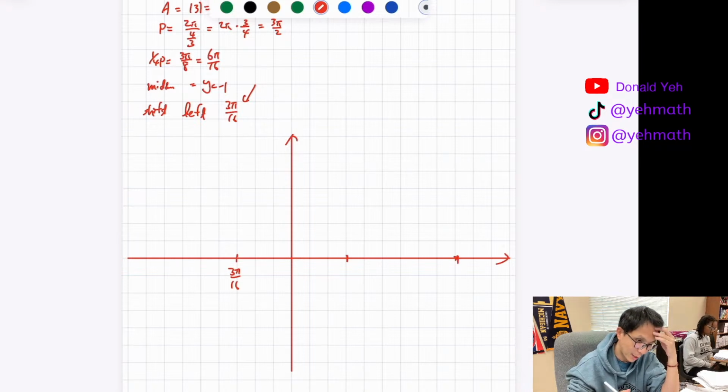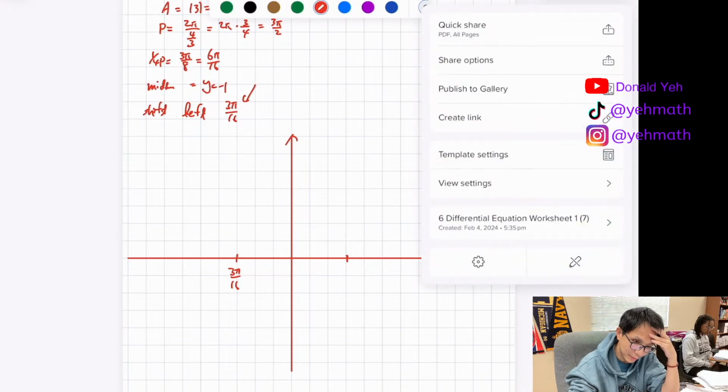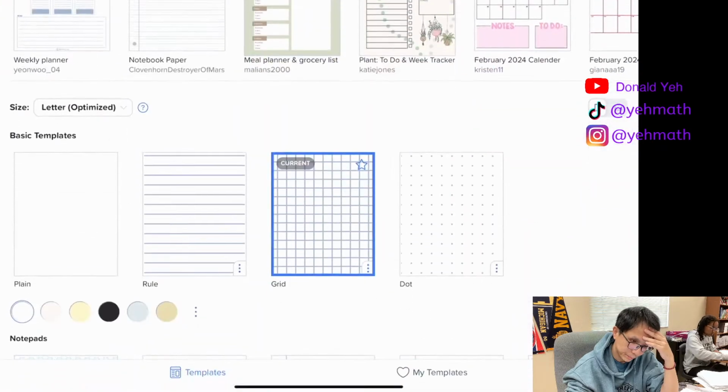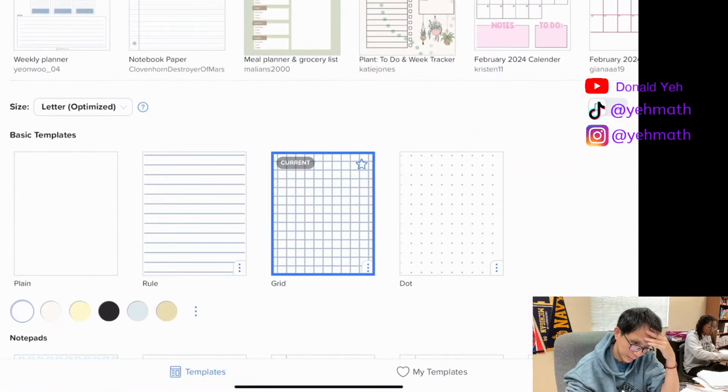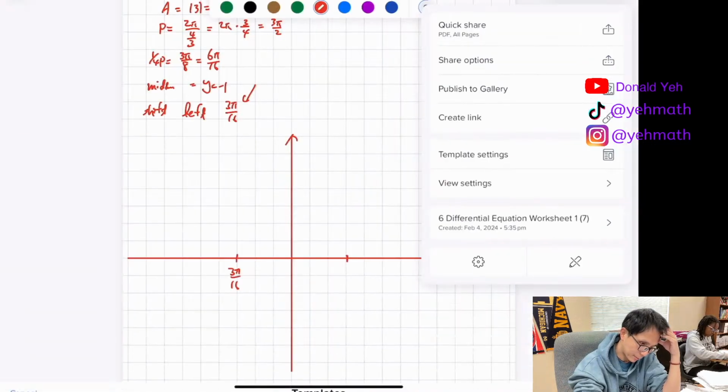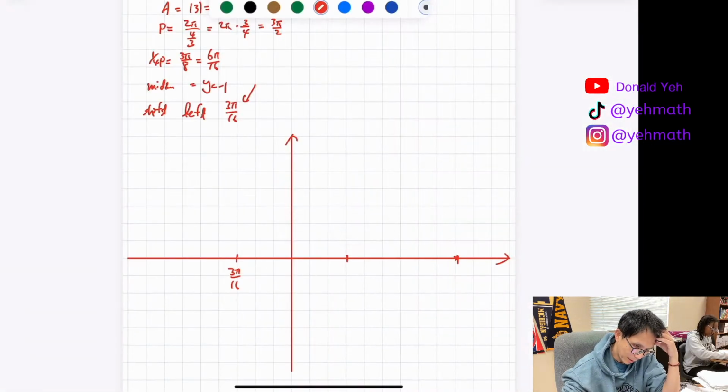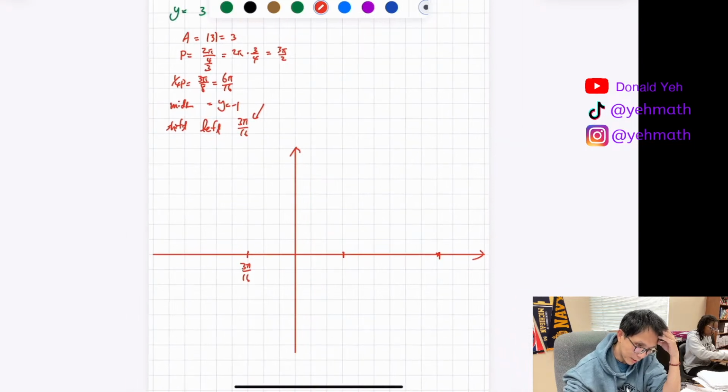And I might need a different template. Sorry, let me change the template. Wait, how do I change the scale? I forgot how to change the scale. There's a way to change the scale, somebody. Oh no, man, forget it. I'm just gonna try to do as much as I can.